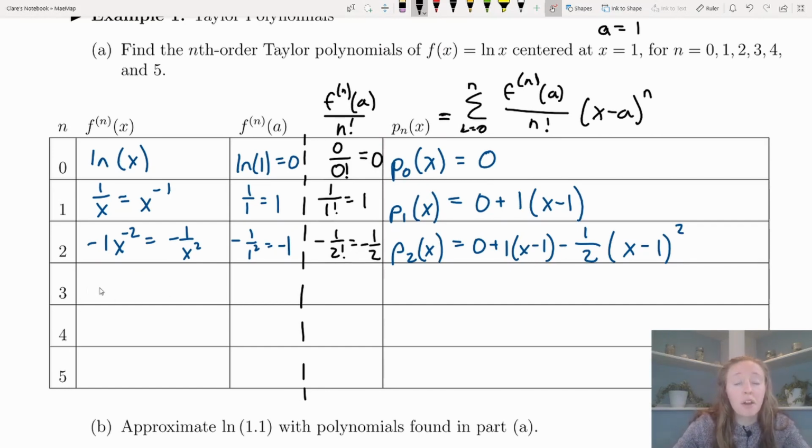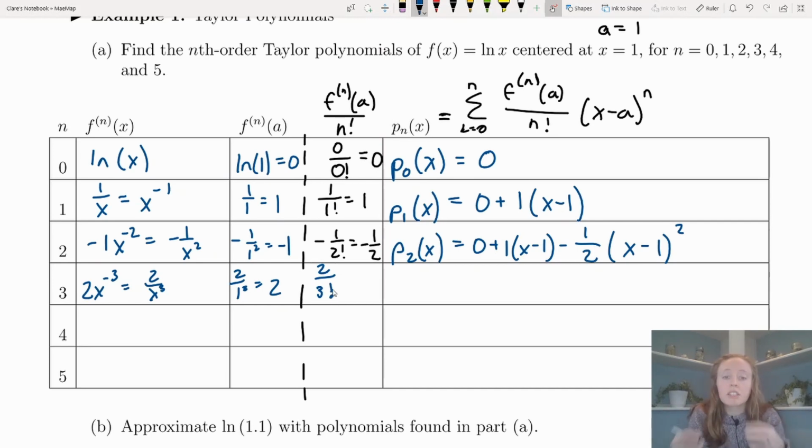Now let's go ahead and do our third degree approximation. So this would be negative 1 times negative 2, which is a positive 2 x to the negative 3, which is going to be equal to 2 over x cubed. And 2 over 1 cubed is 2. So now when we do this, we're going to have 2 over 3 factorial. And 3 factorial is 3 times 2 times 1, which is 6. And 2 over 6 is going to be equal to a positive 1/3.